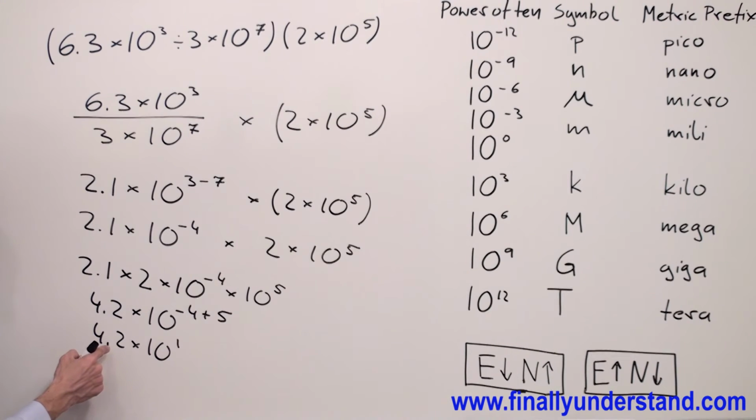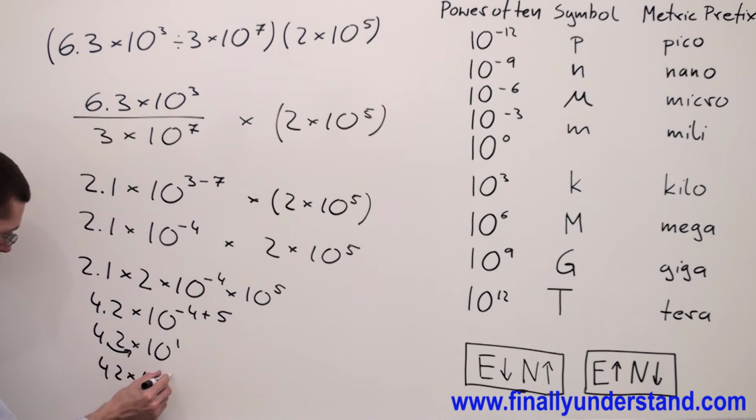Now I'm going to convert this power 1 to power 0 in order to convert this expression to engineering notation. Anytime the exponent goes down, the number has to go up. I have to decrease the exponent by 1, so I have to move my decimal point once to the right. Exponent goes down, number goes up. That's why I have 42 times 10 to the 0.